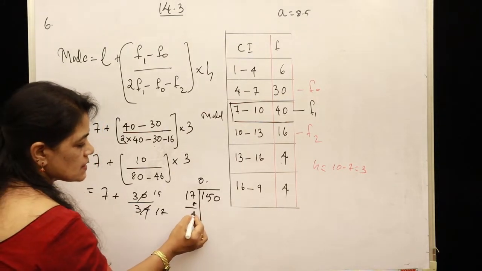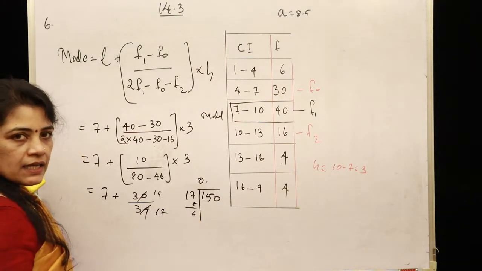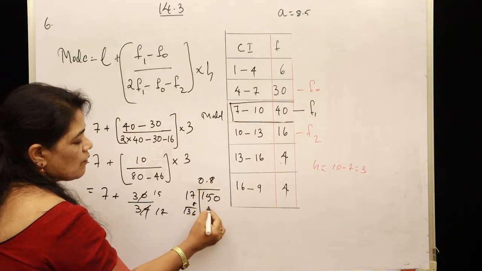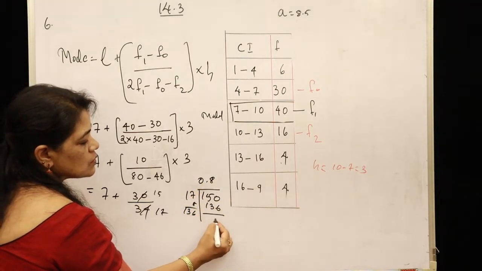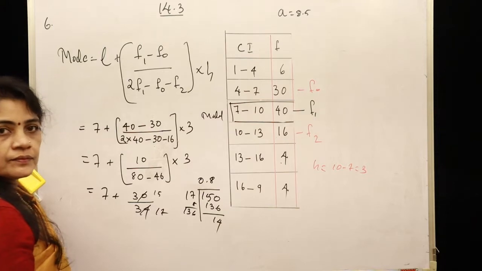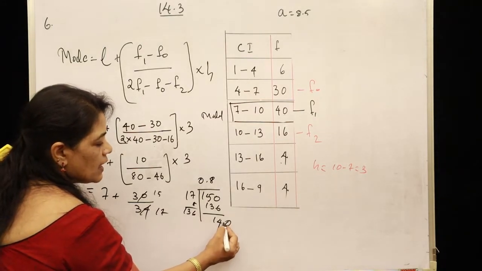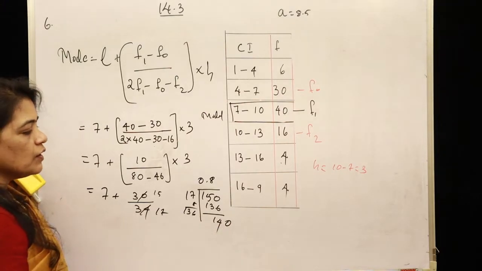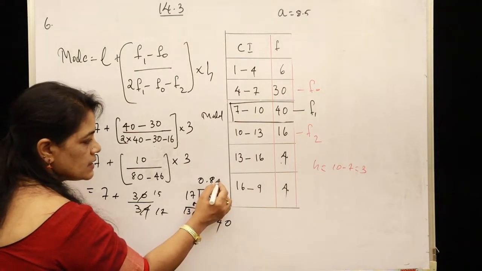Okay, 56. Okay, 5 carries. Okay, 136, right. So, 14 is the remainder. Okay, and we can add 0. Okay, in 140 we can take again 8.